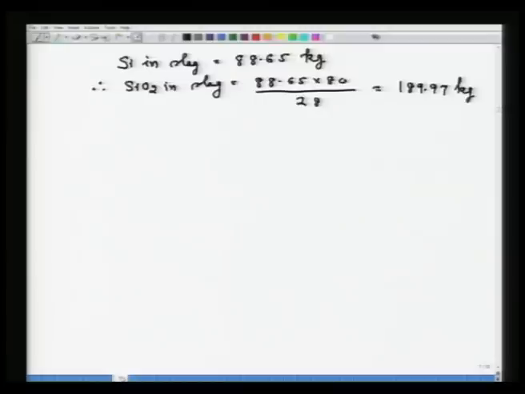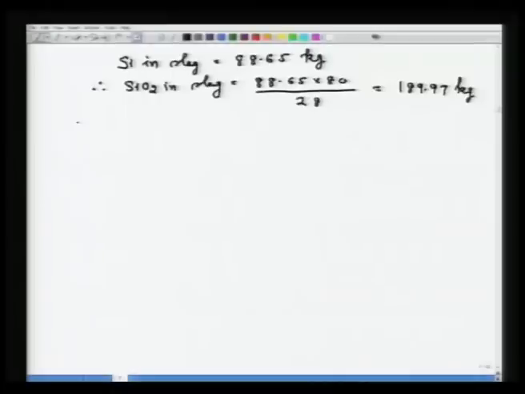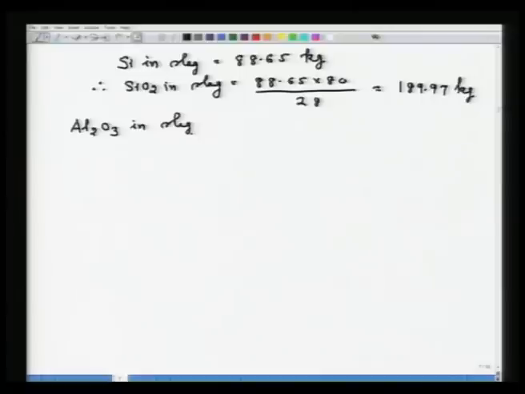This is about the SiO2 in slag. In calculating each component of slag, we have to do the balance. Similarly, we can do Al2O3 in slag. Fortunately, here all the SiO2 from the charge, from all sources, enters into slag. So for Al2O3 in slag, we can directly do the Al2O3 balance.